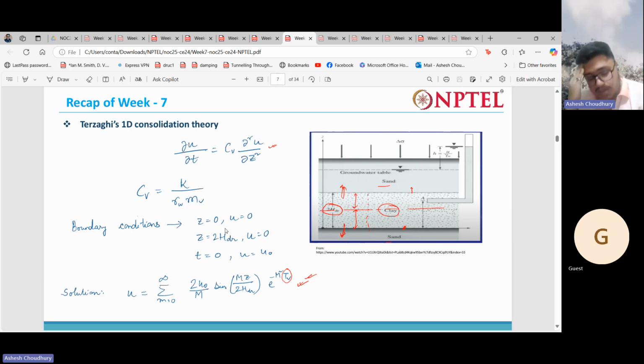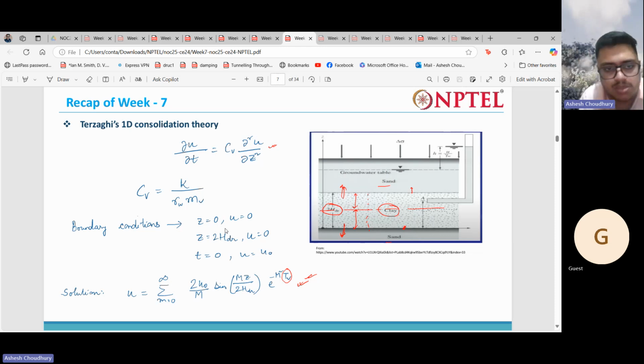This Terzaghi's one-dimensional consolidation theory actually helps us to calculate what amount of settlement, or what degree of settlement, a clay layer will undergo in a certain amount of time. So how much time will be needed for a clay layer to undergo, say, 50% of the ultimate settlement? This thing we can know using Terzaghi's one-dimensional consolidation theory.